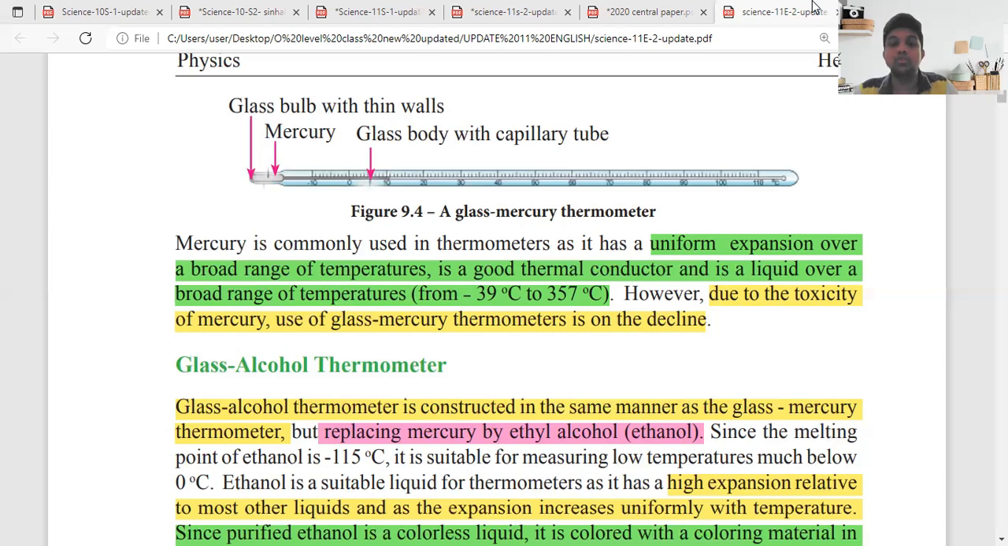Other than that, it is a good thermal conductor. Thermal conductor එක. ඒ කියන්නේ මොකද්ද? හොඳ තාප සන්නායකයක්. එයා හරහා හොඳට තාපය ගමන් කරනවා. ඒතකොට එයාට ඉක්මනට හීට් එක ගන්න පුළුවන්. එයාගේ expansion එක පහසුවෙන්ම වෙන්න පුළුවන්. And a liquid over a broad range of temperature.